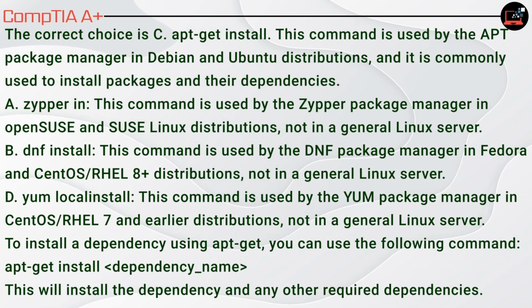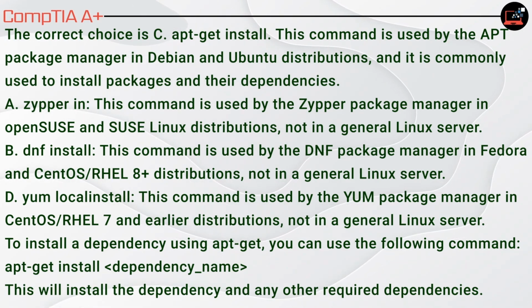apt-get install. This command is used by the apt package manager in Debian and Ubuntu distributions, and it is commonly used to install packages and their dependencies. A. zypper in. This command is used by the zypper package manager in openSUSE and SUSE Linux distributions, not in a general Linux server. B. dnf install. This command is used by the DNF package manager in Fedora and CentOS/RHEL 8+ distributions, not in a general Linux server.